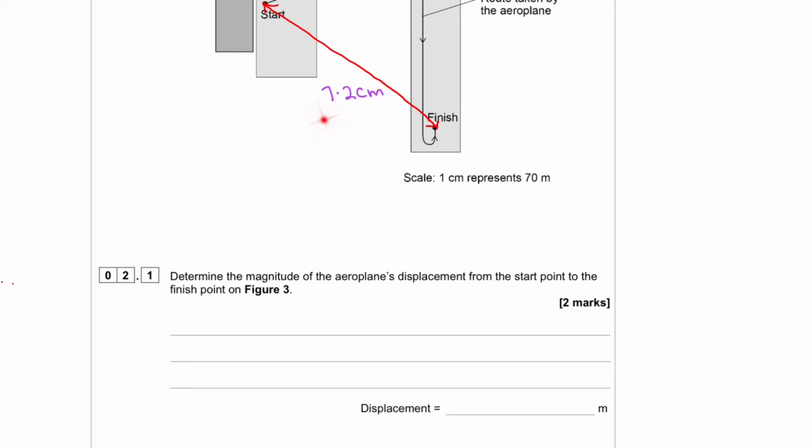You're given between 7.1 and 7.3. And the question 2.1 says to determine the magnitude of the aeroplane's displacement from the start point to the finish point, and we know the scale is 1 centimeter represents 70 meters. So we can then say for 7.2 centimeters, where 1 centimeter is 70 meters, therefore 7.2 centimeters times 70 would be 504 meters. Then the displacement is around 504 meters.